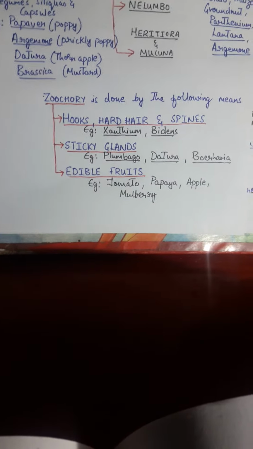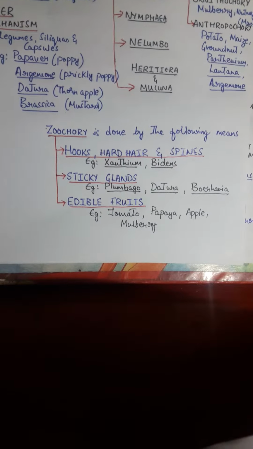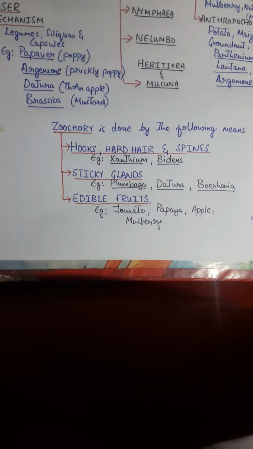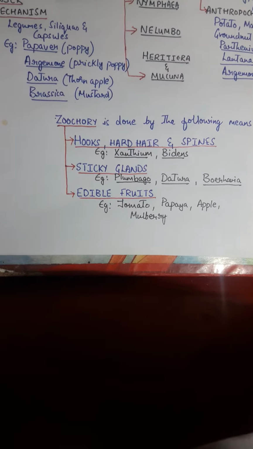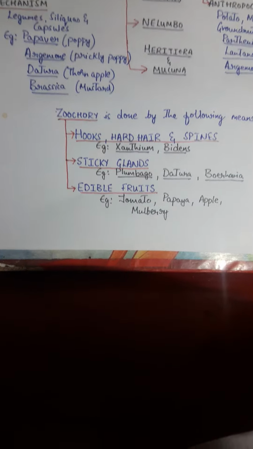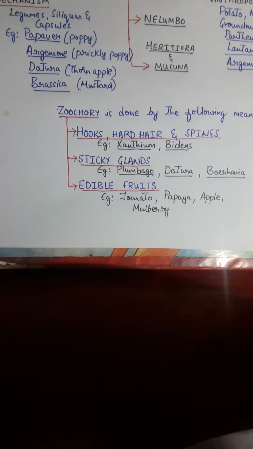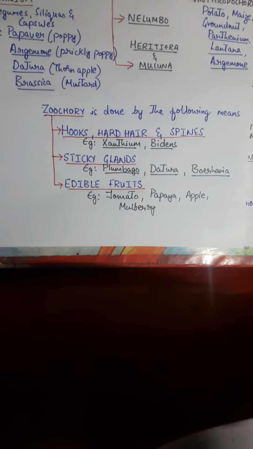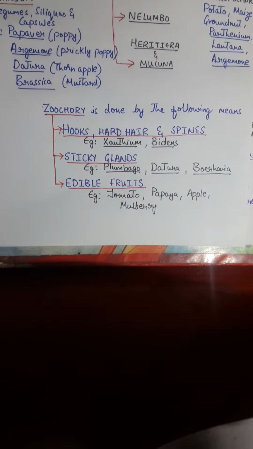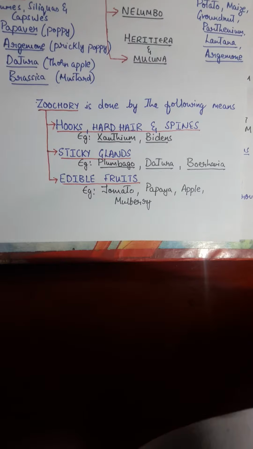Then in case of plumbago indica, which I have already discussed in the earlier videos, you can notice sticky glands which help in the fruits and seeds getting stuck onto animals like birds or ants or human beings. And even this is noticed in Datura and Boerhavia, and that is how the seeds and the fruits are dispersed to different places.